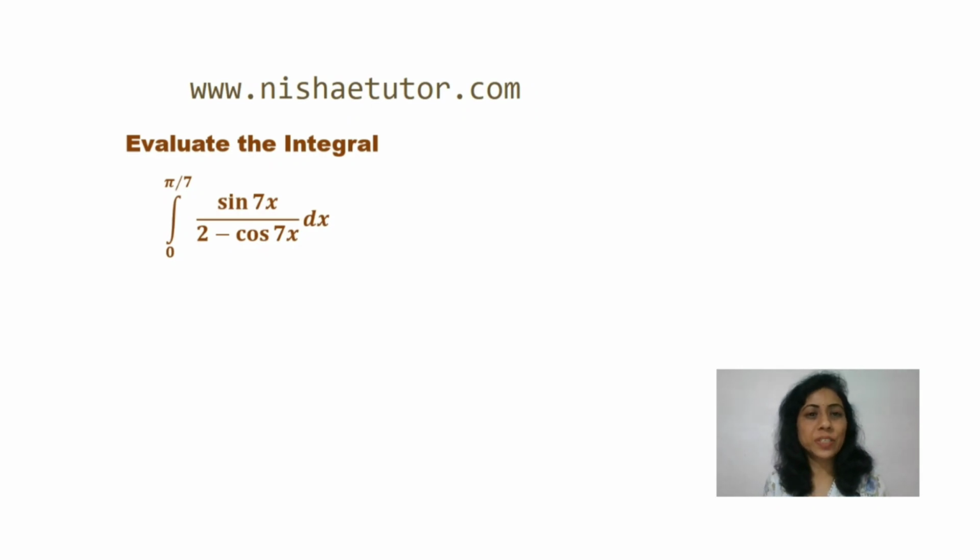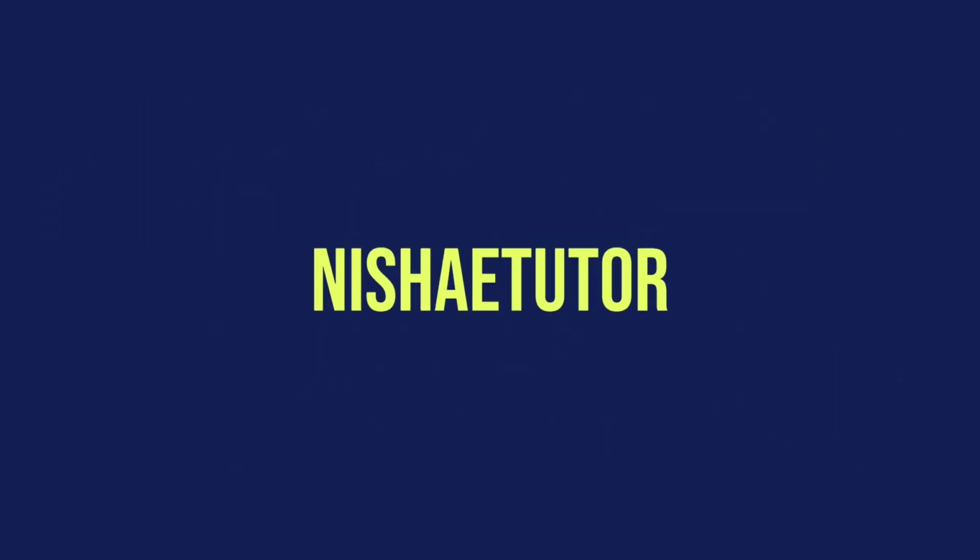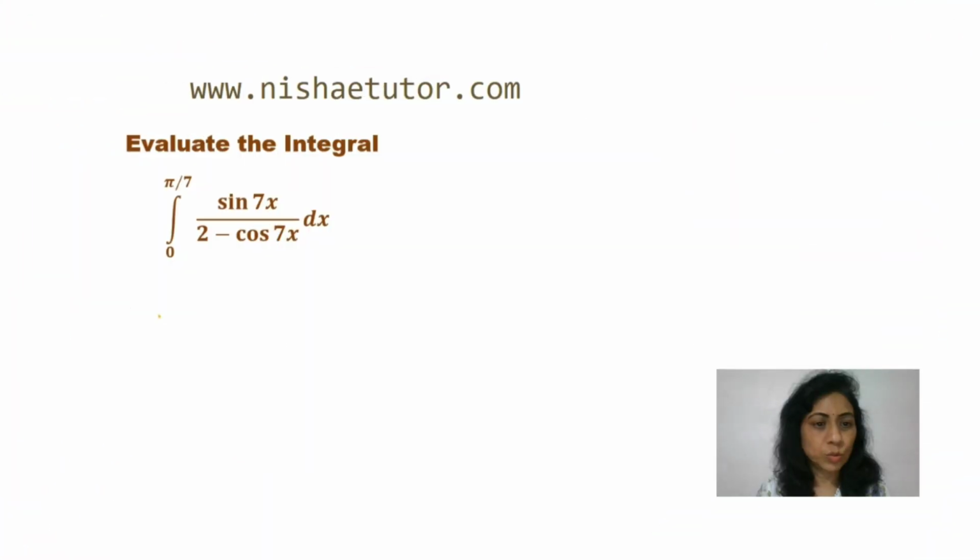Namaste. In this video, we are going to evaluate this integral: integration from 0 to pi by 7 of sine 7x divided by 2 minus cos 7x dx. So I is equal to integration, lower limit 0, upper limit pi by 7, sine 7x divided by 2 minus cos 7x dx.